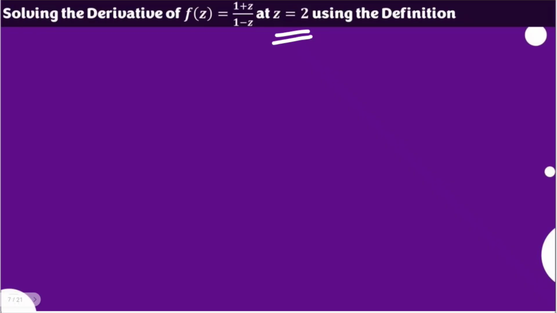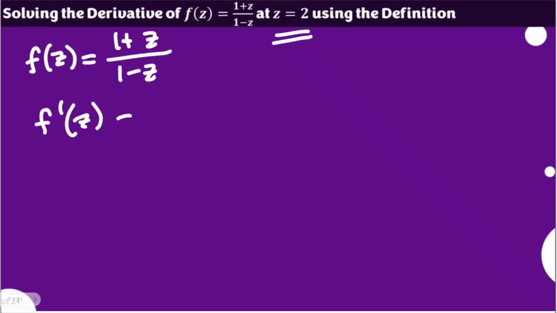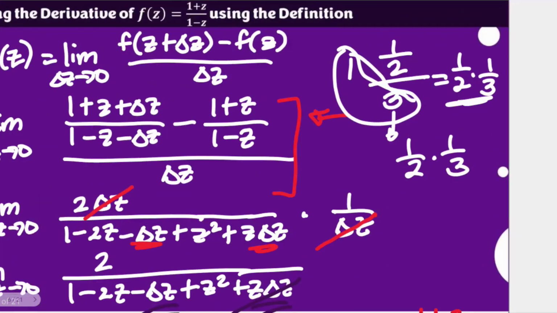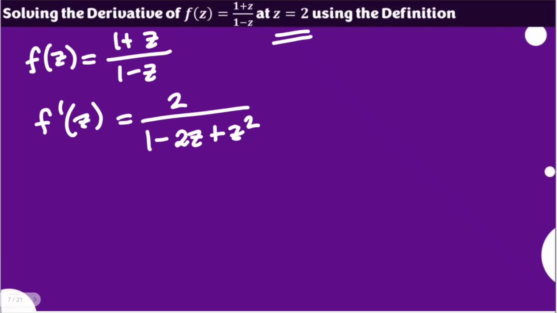So that would mean that if you are not yet convinced with the derivative of the given function, 1 plus z over 1 minus z, which yielded 2 over 1 minus 2z plus z squared, again, let's return there. All right, that's correct. So try to review that specific video if you're not yet convinced with this being the derivative. The video is in this playlist. Try to browse that and watch that on your own time.